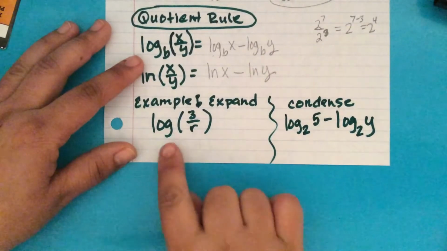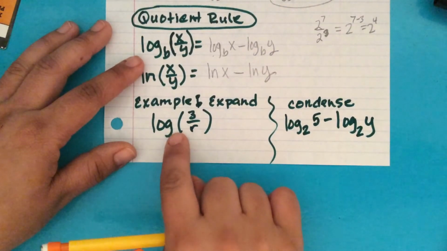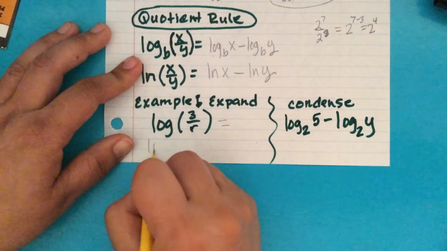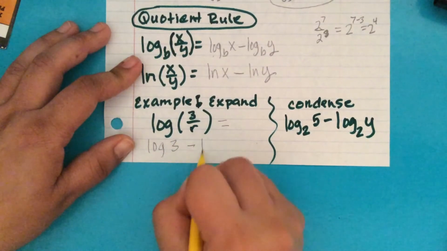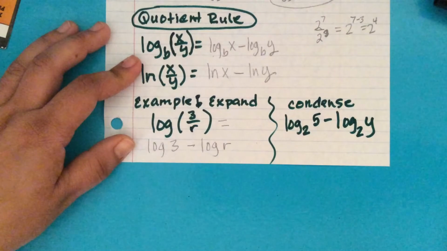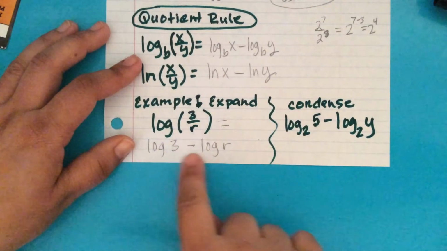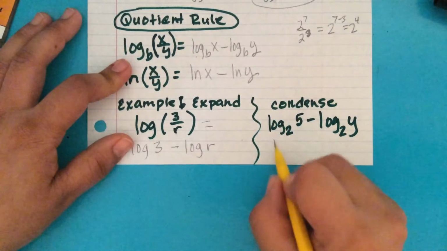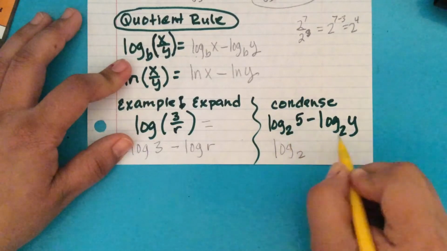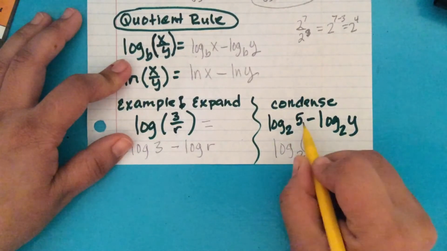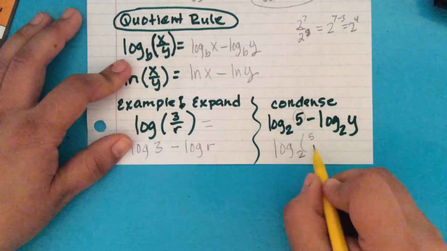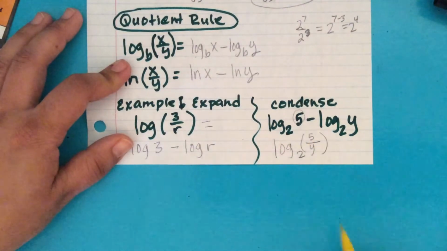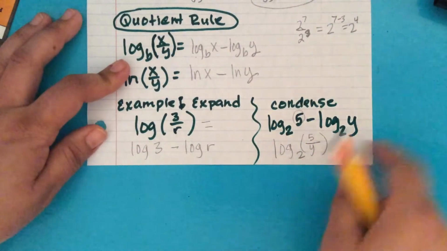So you have the log, that's the common log, so that means your base is 10, but you don't have to write it in. You have a division, so you're going to change it so that equals log of 3 minus the log of r. Okay, so that's expanding, making it larger. You're putting the minus sign in between. Now condensing, you have a minus sign, you want to put it underneath one logarithm. So the log base 2, they have to be the same base. And then remember the minus means division, so this one always goes on top, over y. So that's how you condense it into one logarithm.